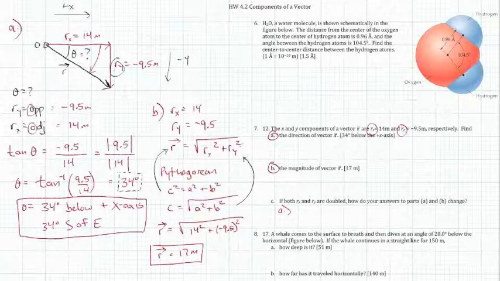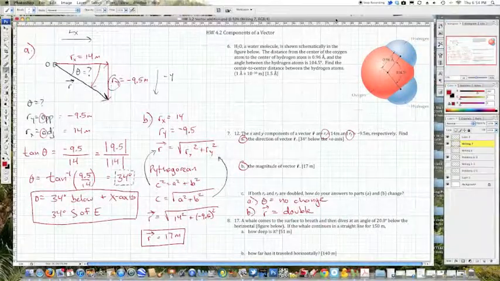So that means that the angle theta would be no change at all. It would still be whatever that angle was, 34 degrees, just in a larger triangle. But the difference with B would be that R would double. If the magnitude of the sides all double, then the size of R has to double as well. Everything gets bigger all around. So there we have it. That's our question number 7, homework 4.2.